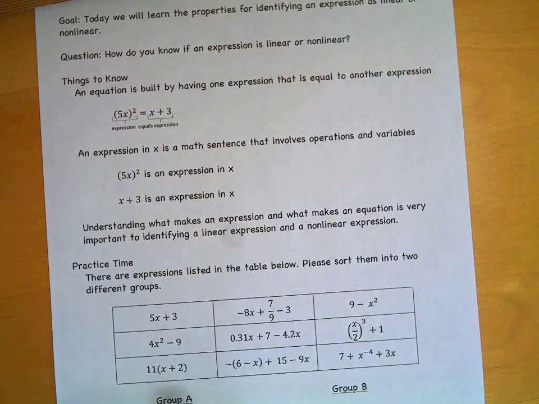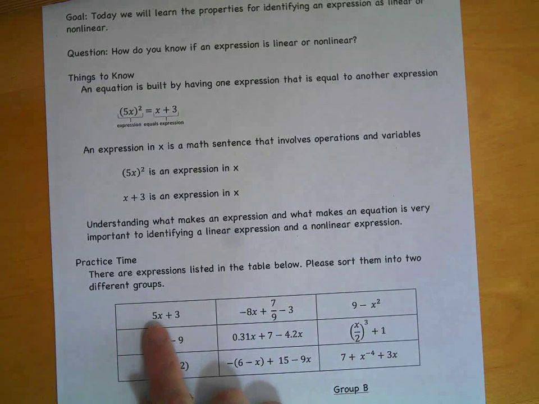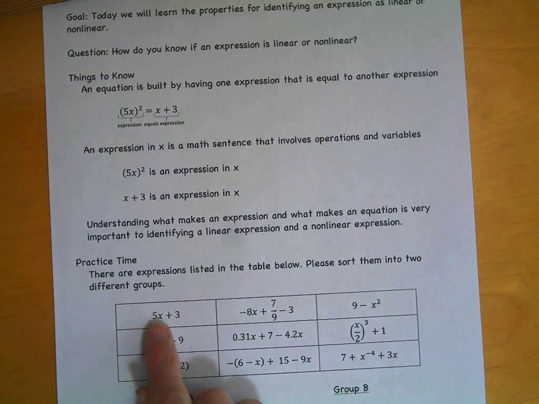So if we start looking, notice all of these, if you look at all of them throughout the table, are expressions. None of them are equations because none of them have that solution capability, because none of them are equal to anything. So these are all expressions. This one says 5x plus 3. So we have the variable x being multiplied by the coefficient of 5 and then added to 3.